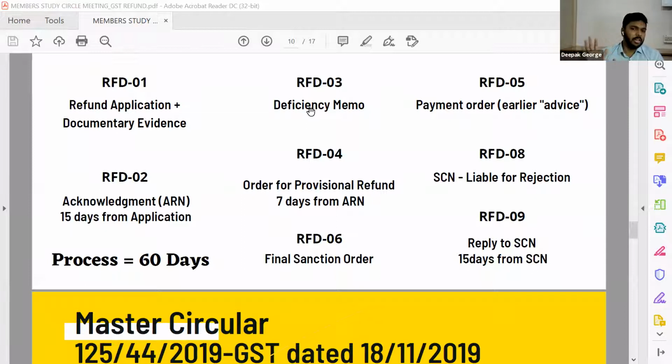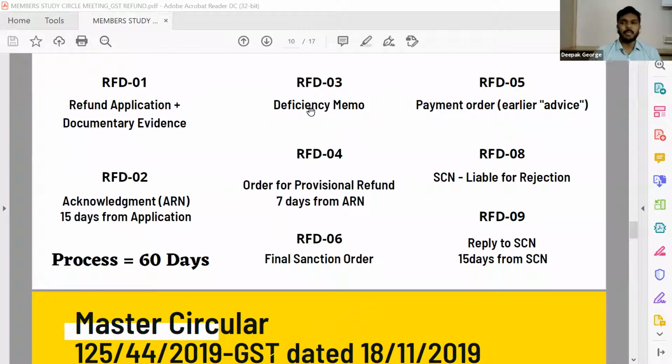A fresh application for refund. Mind you, it is a fresh one. Once you get a deficiency memo, you cannot file a revised application, like how you do a revised GST registration application or a revised return. Of course, GST returns you cannot revise; I'm talking about the Income Tax Act. But if you get a deficiency memo, you cannot revise it. You will have to start from square one, from the first step, and make a fresh application. Because when you receive a deficiency memo, it means your old GST refund application is cancelled. Your refund is not rejected, but your refund application is cancelled and they've issued a deficiency memo.